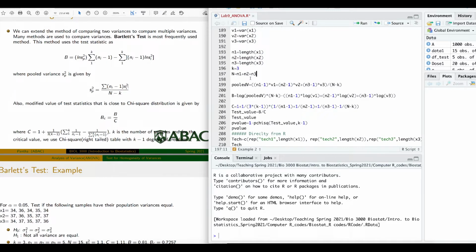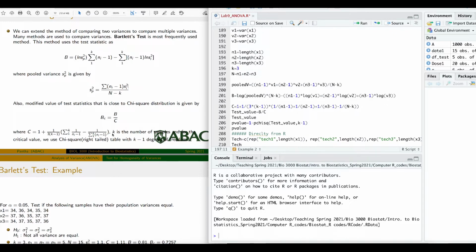And to find out B: B is the log of pooled variance times the summation, which is N minus K, because it is like N1 minus 1 plus N2 minus 1 plus N3 minus 1. So that is the same as N minus K. So it is times N minus K, minus this thing after the parenthesis: N1 minus 1 times natural log of S1 square, natural log of variance 1, plus N2 minus 1 times natural log of variance 2, plus N3 minus 1 times natural log of variance 3. That's what I did for B.